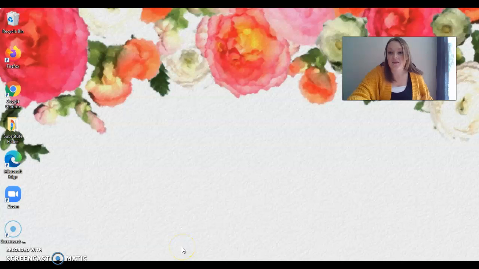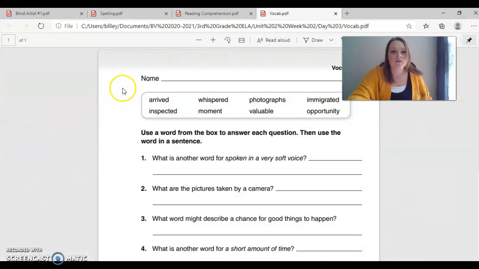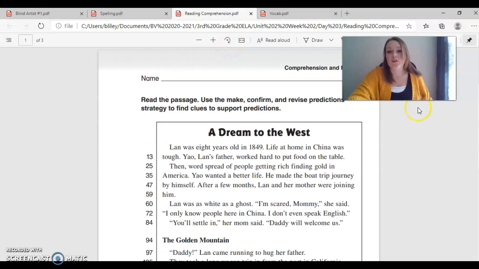Okay. So, Mrs. Bliley has a few activities for you to do today. I have spelling. I also have some reading comprehension and some vocab. I'm going to have you do the spelling and the vocab on your own. Mrs. Bliley is going to read this reading comprehension passage to you, talk a little bit about the questions, and then I would like you to fill them in on your own.